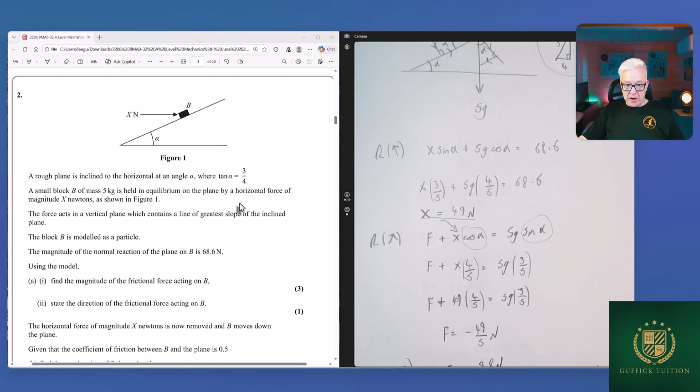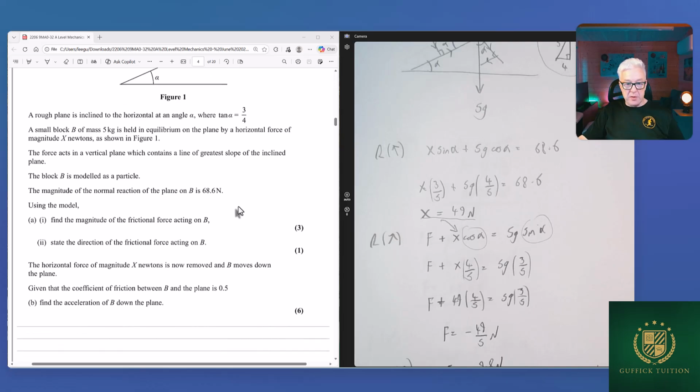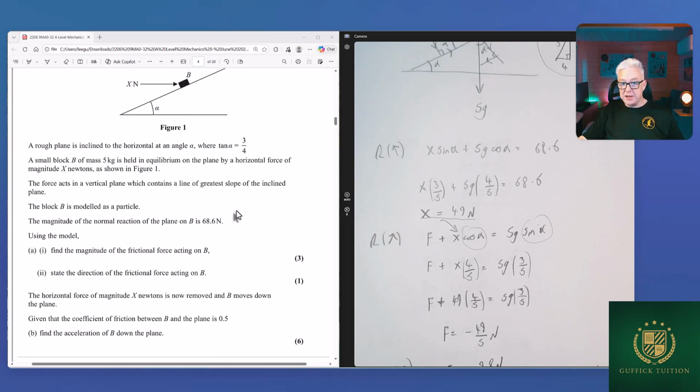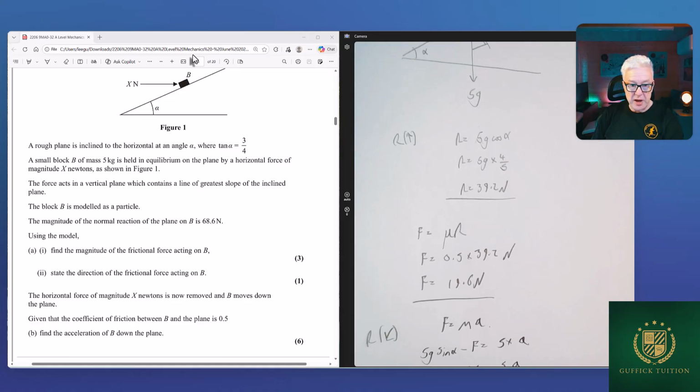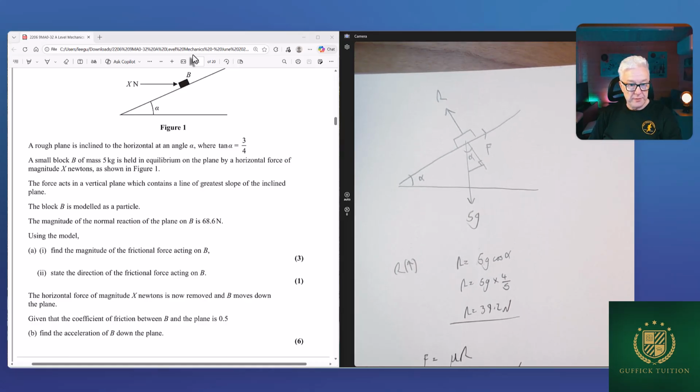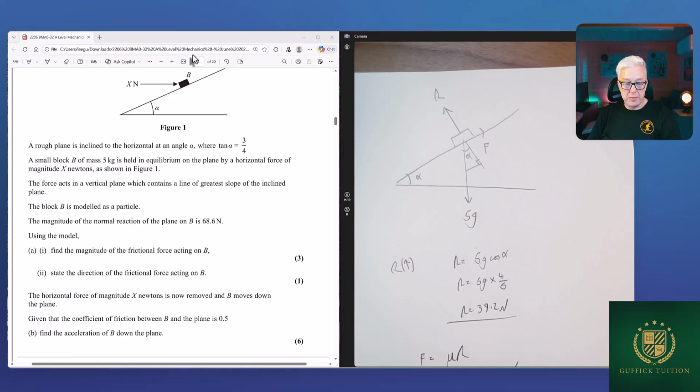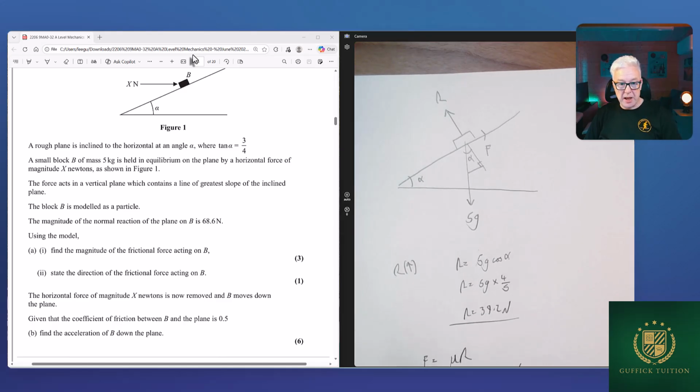And in this particular question, it's one of those questions where the part B that's now worth 6 marks is only about the same amount of work, I would say. Okay, let's see what's happening now with part B. It says the horizontal force of magnitude X newtons is now removed, and B moves down the plane. Given that the coefficient of friction between B and the plane is 0.5, find the acceleration of B as it moves down the plane.